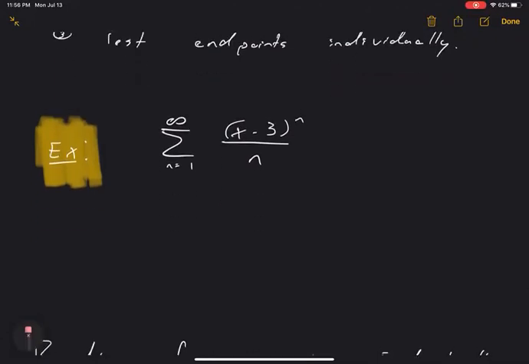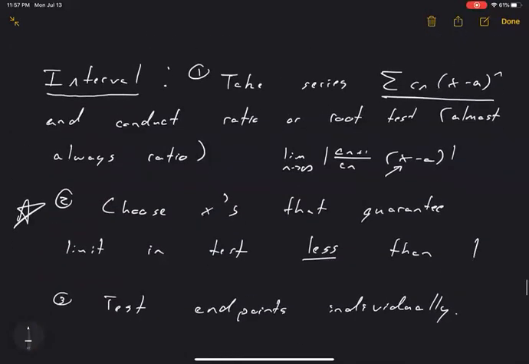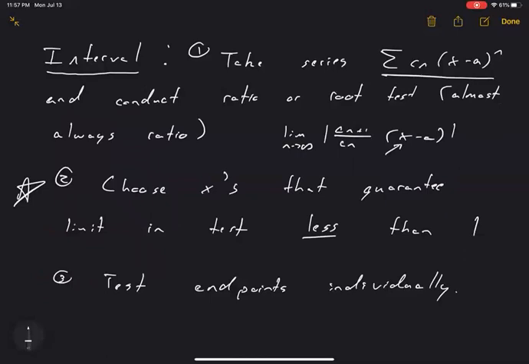So maybe I'm given this power series, and I believe this is an example from the book. And maybe the question is stated as: determine the interval and radius of convergence. So maybe that's how my problem's stated. So let's just look at what our steps are, even if you don't understand them.